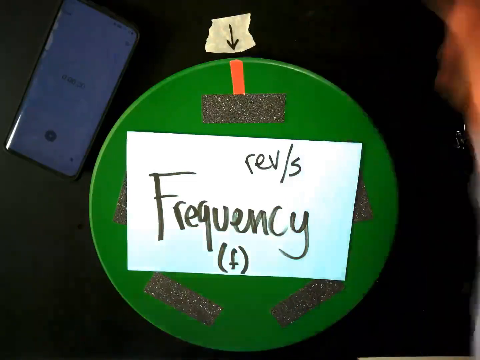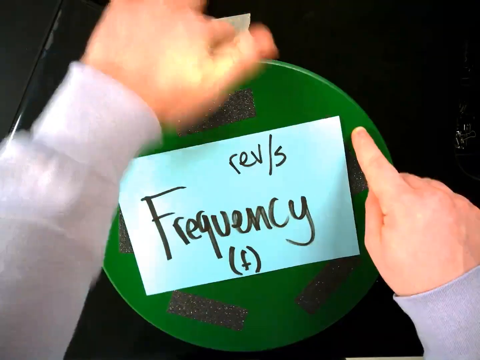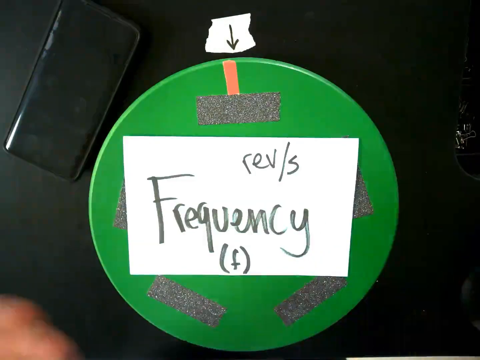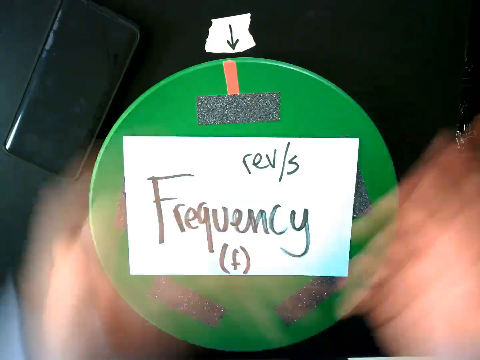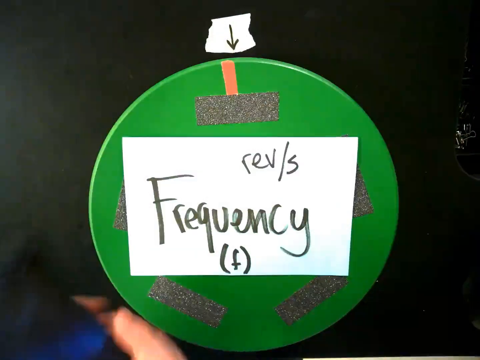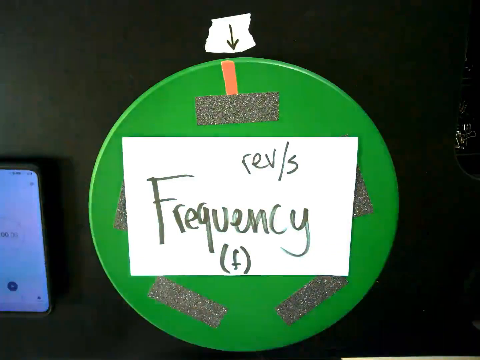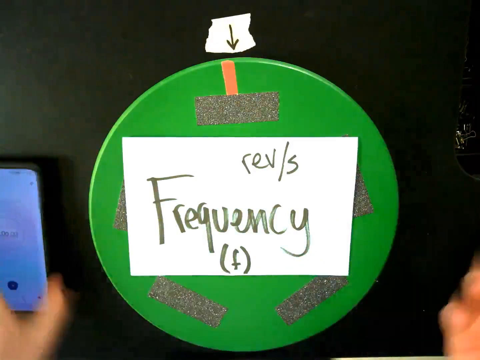Frequency would be saying that there's one revolution as soon as my little red marker hits this guy right here. That's one revolution. There's two revolutions, 3, 4, 5. So those are my revolutions, and in order to find out frequency, we would time this to see just how many revolutions happened for every second. So let's just give that a try.